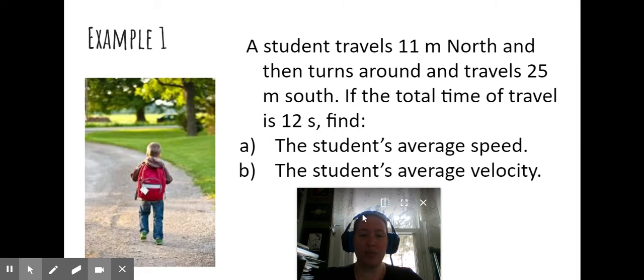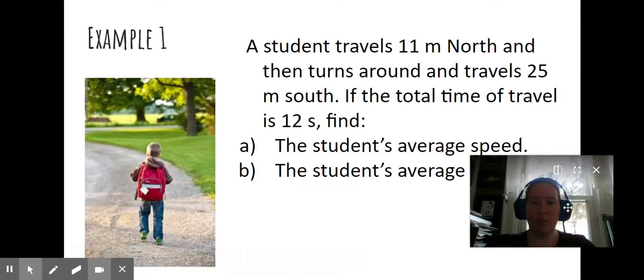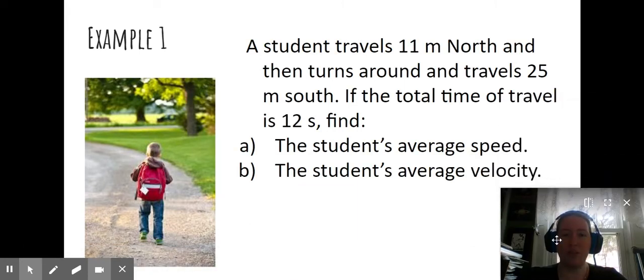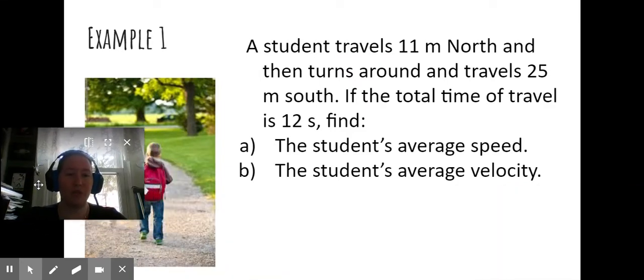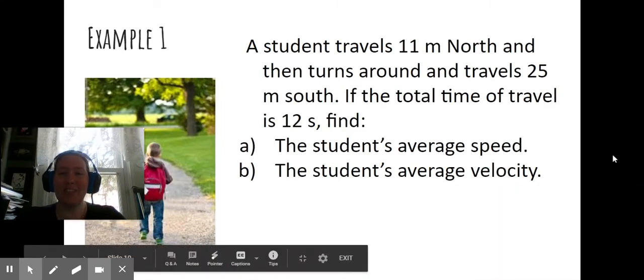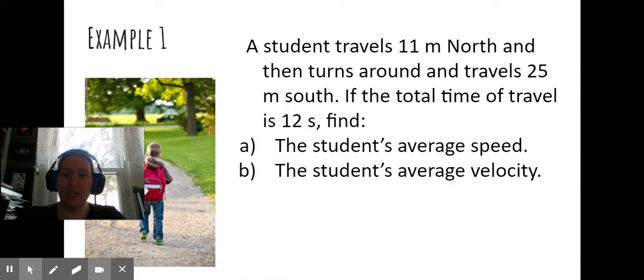All right, so we've got an example here that I want to work through with you. We have a student who travels 11 meters north and then turns around and travels 25 meters south. If the total time of travel is 12 seconds, find the student's average speed and the student's average velocity. So again, pause this video, take a moment to work this out in your notebook, give it a try, and then you can pop back in and see the solution.